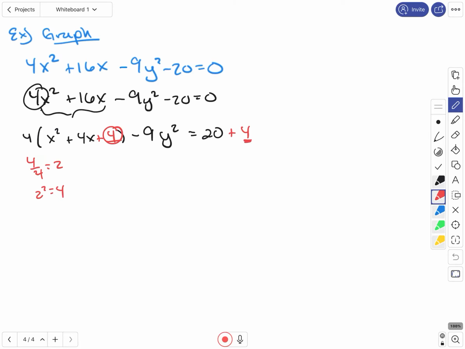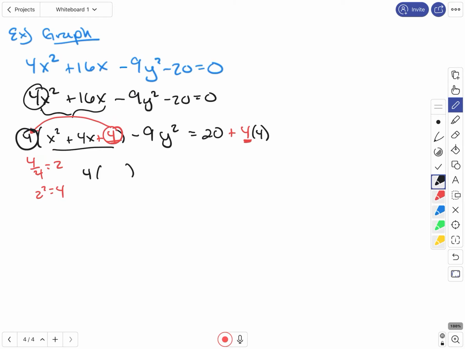The problem is that this number wasn't really a 4 that we added in here. It was a 4 that was also being multiplied by that black 4. So when we add it to the other side, we need to multiply also by whatever number was in front of those parentheses. So this turns into 4.